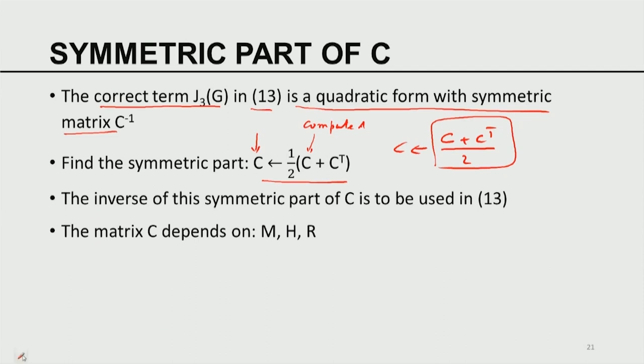And I would like to re-emphasize the fact which I have already mentioned. This matrix C depends on M, H and R. What is the M? Model. What is H? Observation operator. What is R? Noise property. So you can readily see the serial covariance is a function of the model, the forward operator and the noise, all the three players in the game.